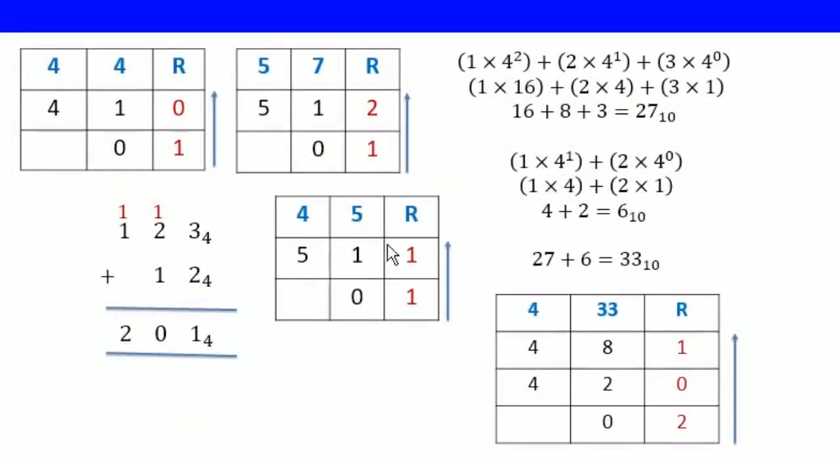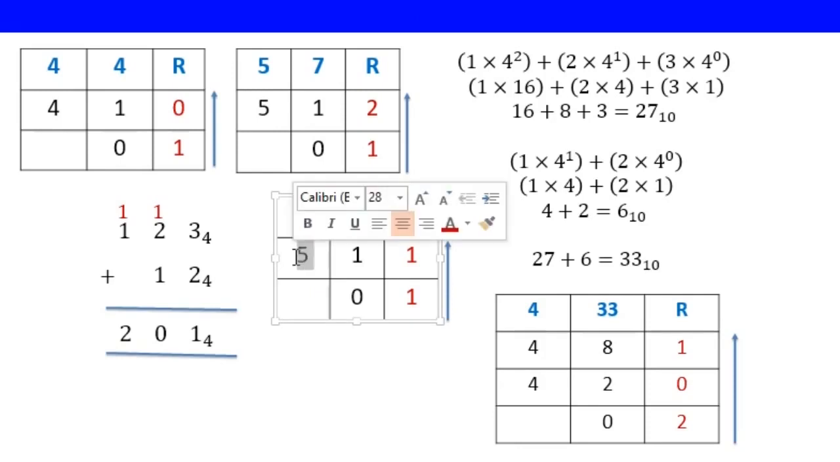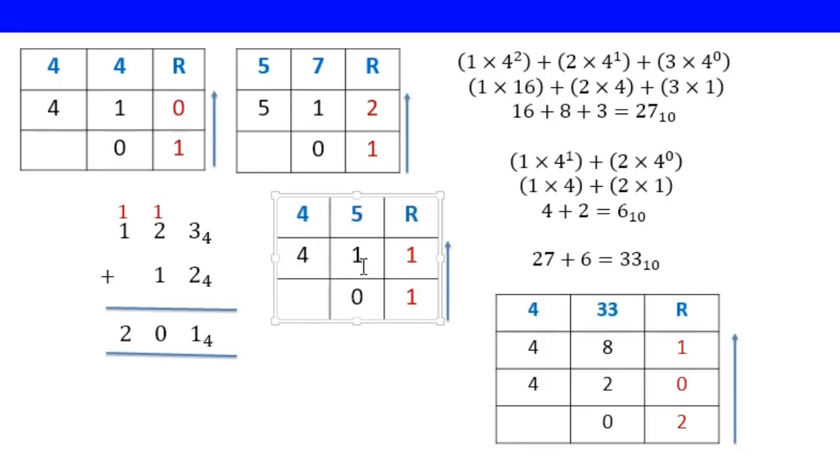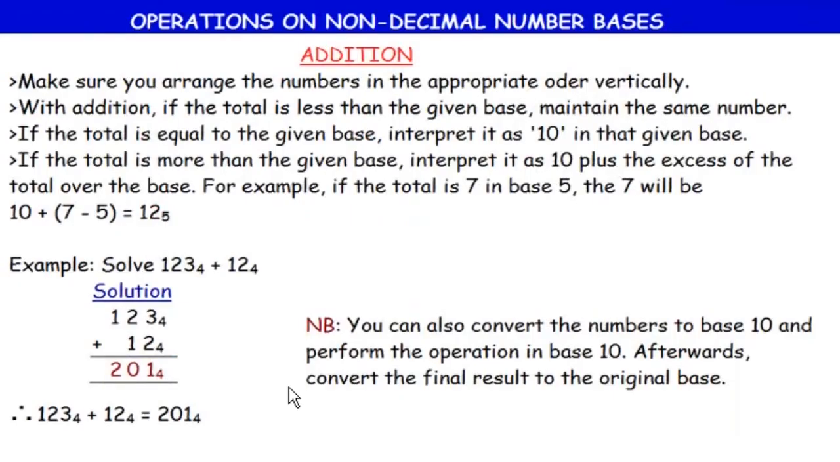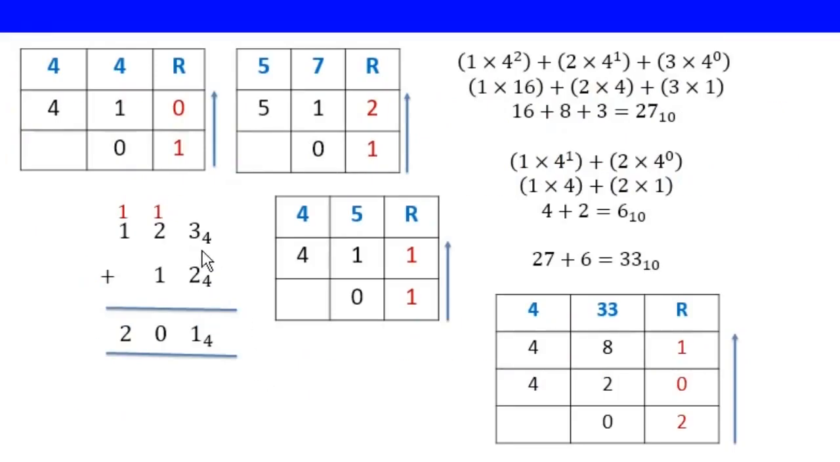Let's see how it is 11. If you have to convert 5 to base 4, we have 5 here, the 4 here, and the remainder here. What is 5 divided by 4? It is 1, remainder 1. So it is 11. Okay, let's come here and do the calculation. 3 plus 2 is 5.